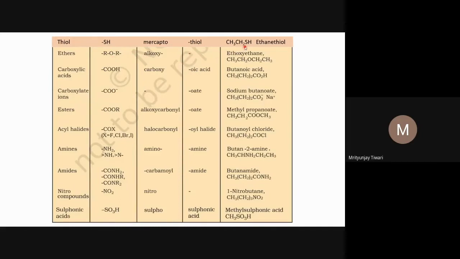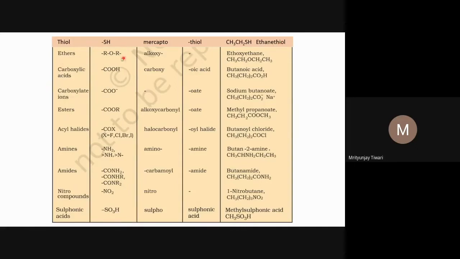And in the example you see here, CH3CH2SH, numbering is not important in this case. As we know, we can write the name of this compound as ethane, two carbon atoms, and this group is the thiol, so it is ethanethiol. And the E of ethane we have not removed here, because the T of thiol is not a vowel, so we write ethane complete and then thiol.